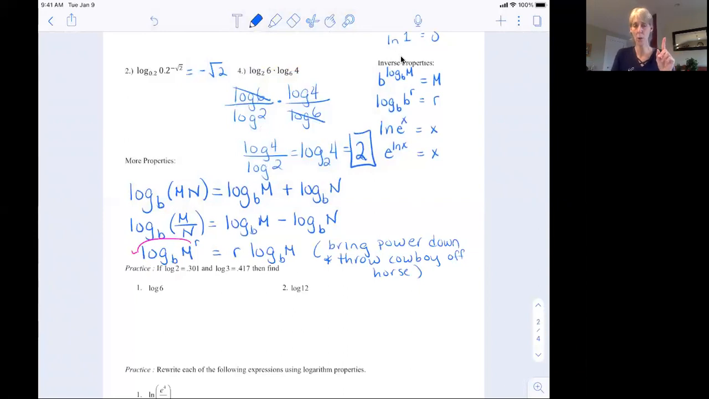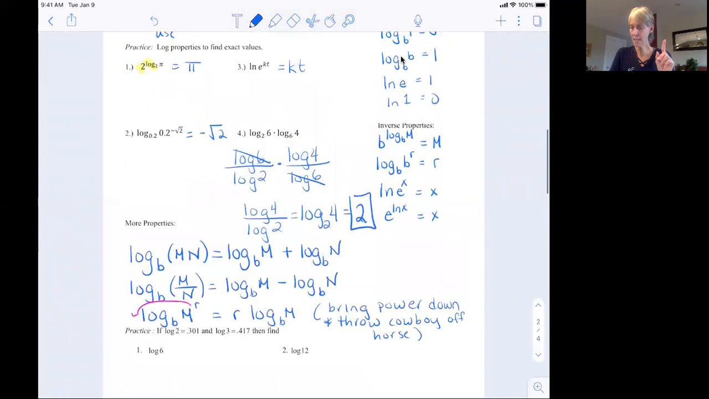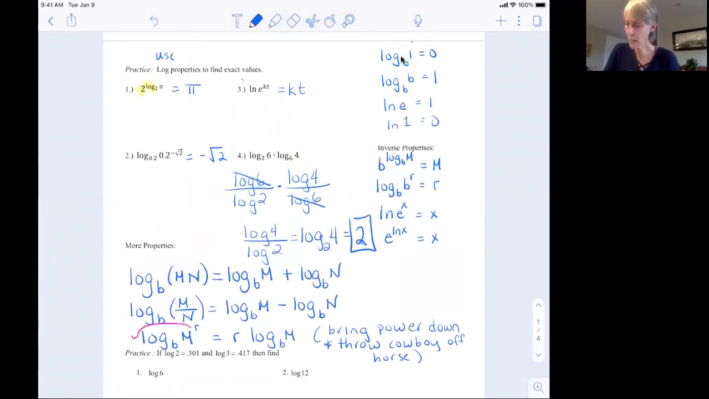Let's just take a quick moment right now and redo this guy here. If I was doing this problem, I would probably take this power and put it down in front.